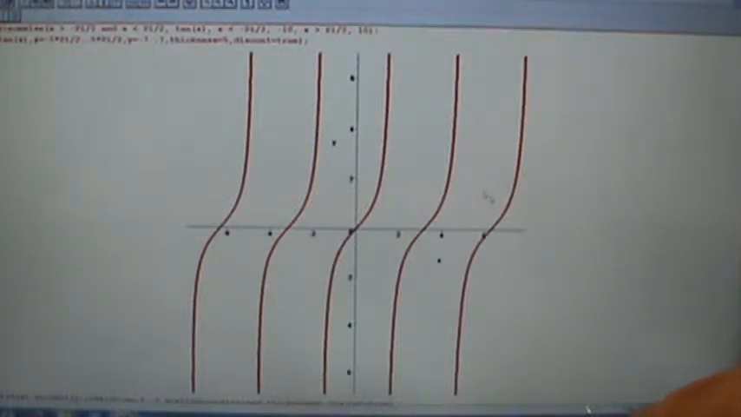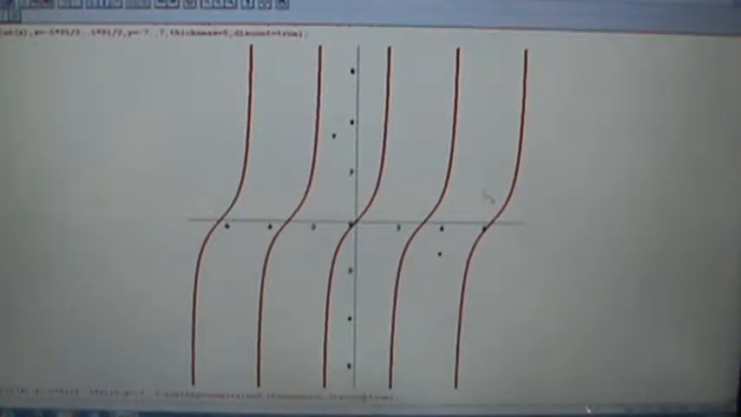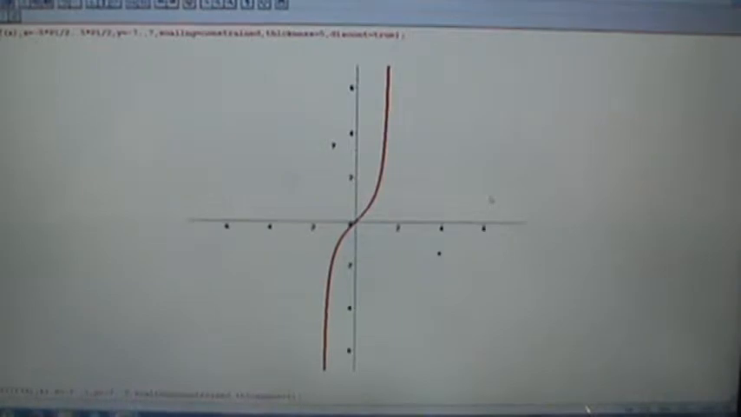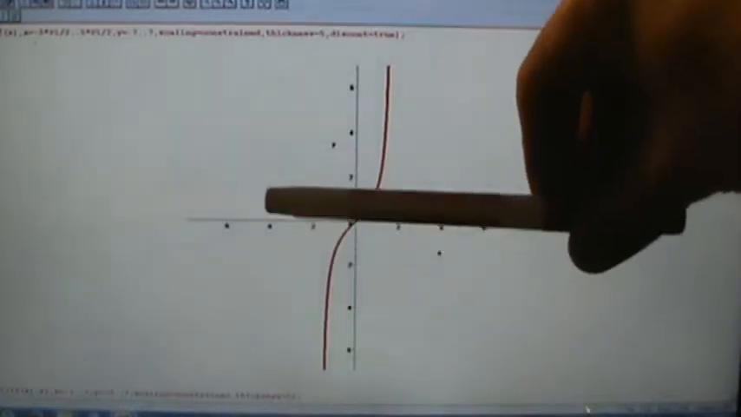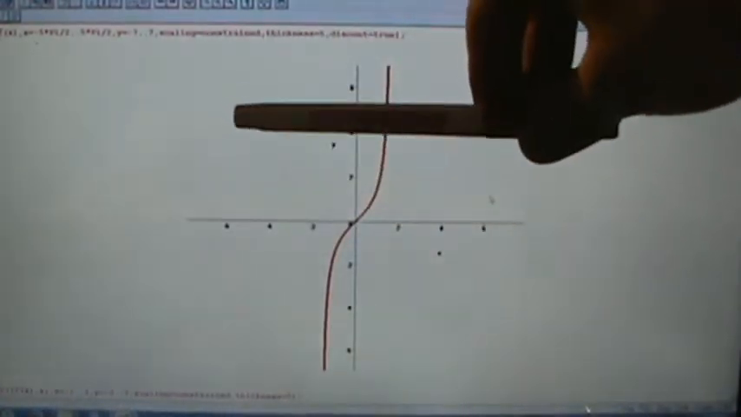So what we can do is restrict the graph here, just like we've been doing. Let's restrict it to be between negative pi over 2 and positive pi over 2, and then we'll just be looking at this right here. So this graph of the restricted tangent function does pass the horizontal line test, because any horizontal line that we draw is going to hit this graph once and only once.